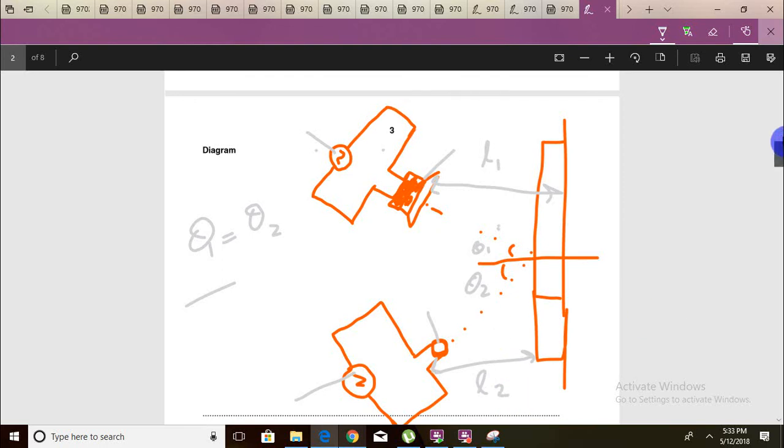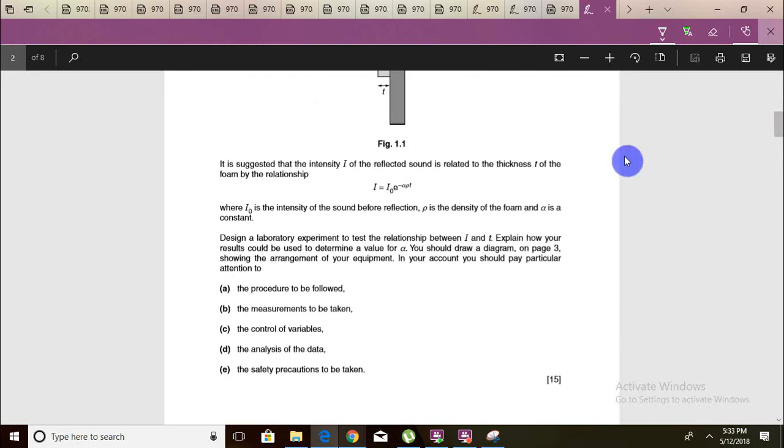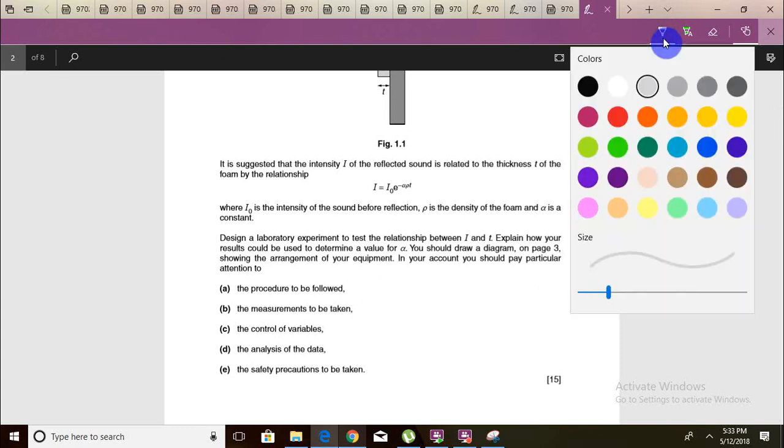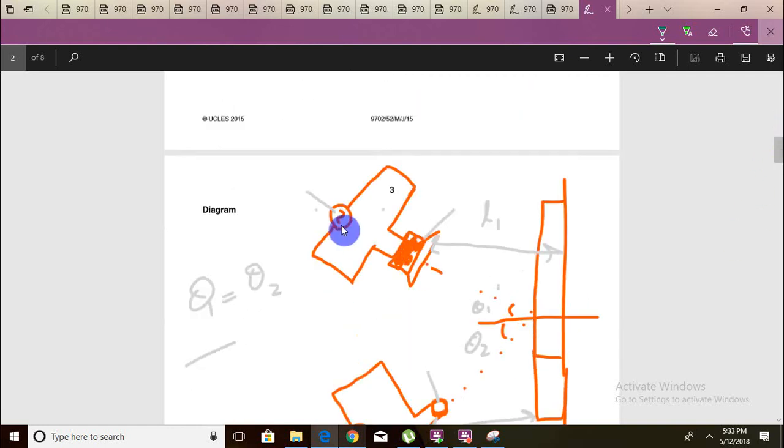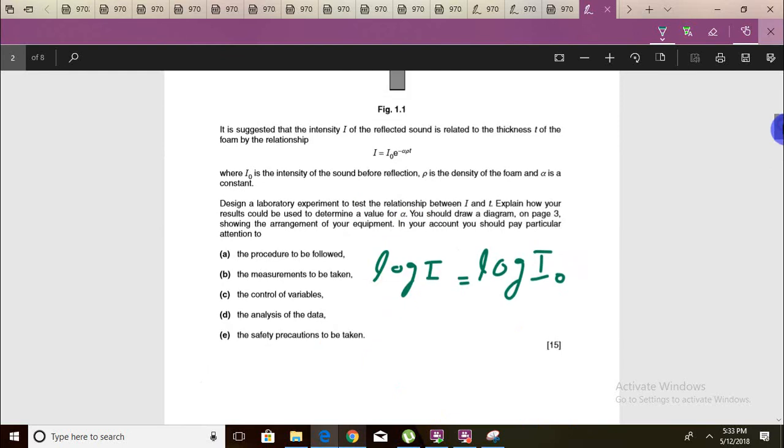And in data analysis, my favorite or my least favorite, depends really on the type of question. log I is equal to log I naught, and you should realize that I naught is the intensity of the sound before the reflection, and that is something you can get from the settings of the signal generator, minus alpha pt.